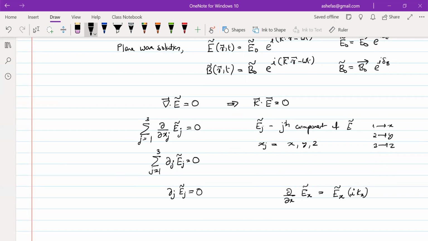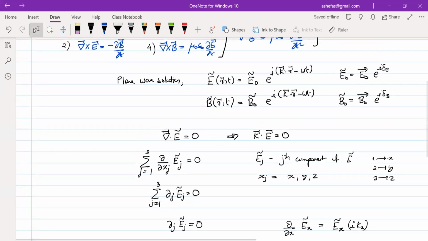Because if you look at the electric field, which is E0 tilde e raised to i (k dot r minus omega t), it will have three components: E_x component, E_y component, E_z component. If you take the x component, it will be E0x tilde.